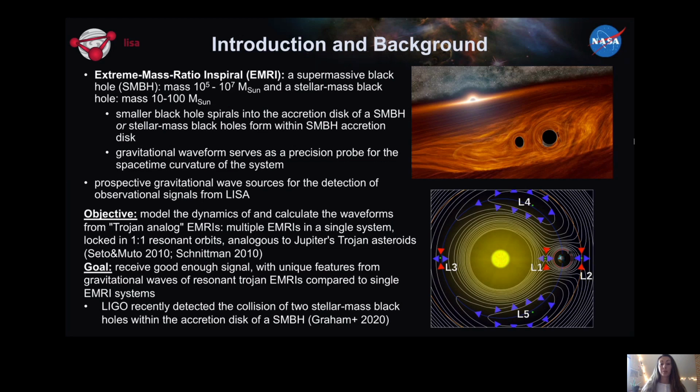These are multiple EMRIs within a single system. So looking at the top right figure, we have two stellar mass black holes within the accretion disk of a supermassive black hole. For this research, we will lock those two stellar mass black holes into one-to-one resonant orbit analogous to that of Jupiter's Trojan asteroid system.